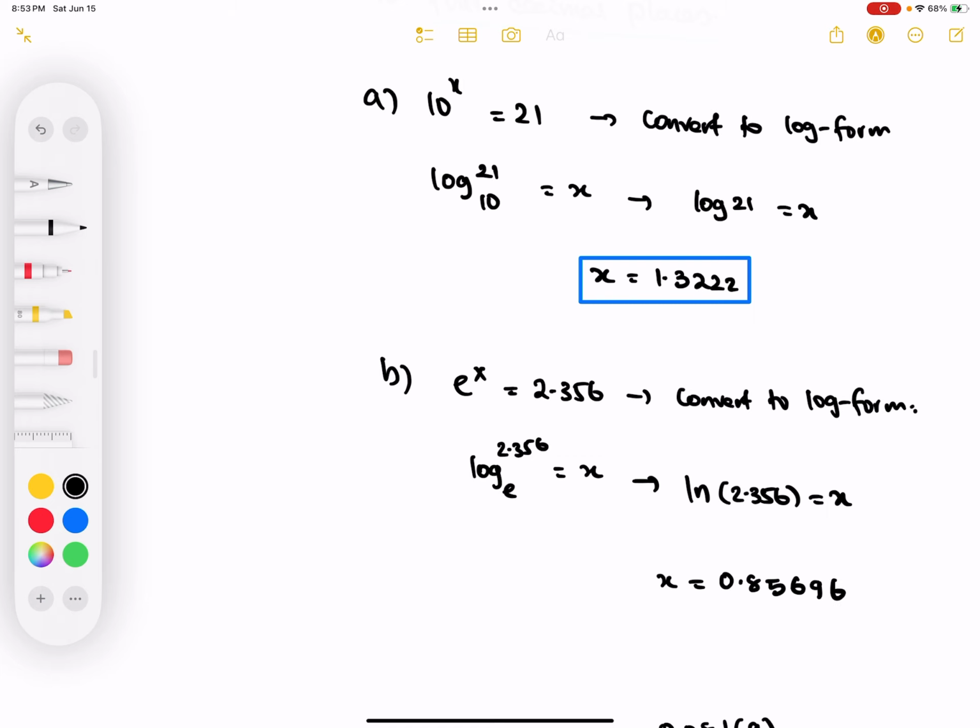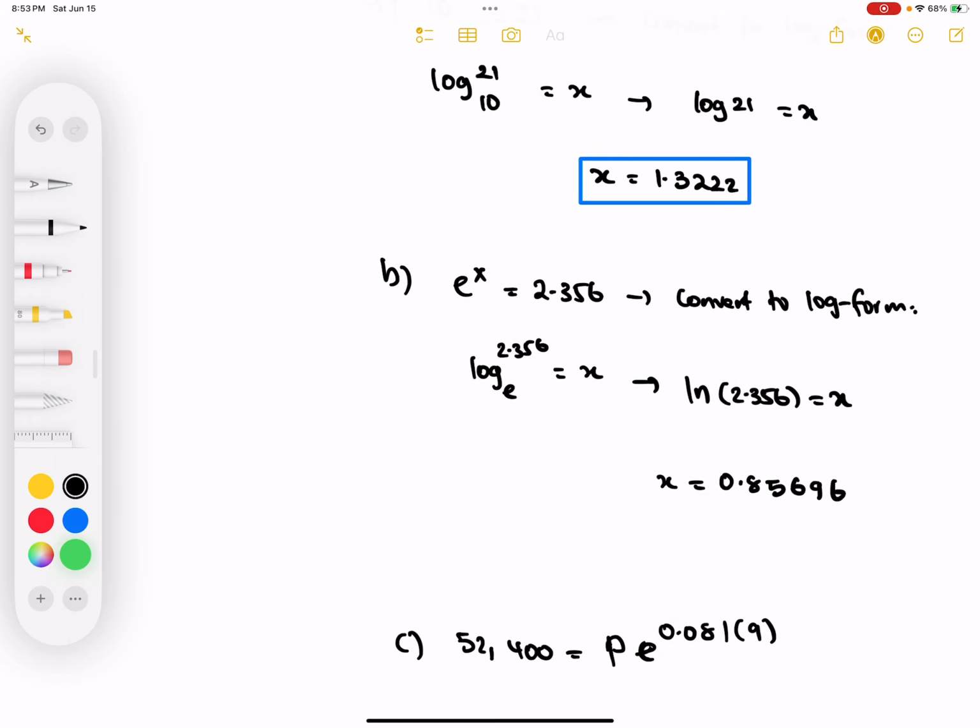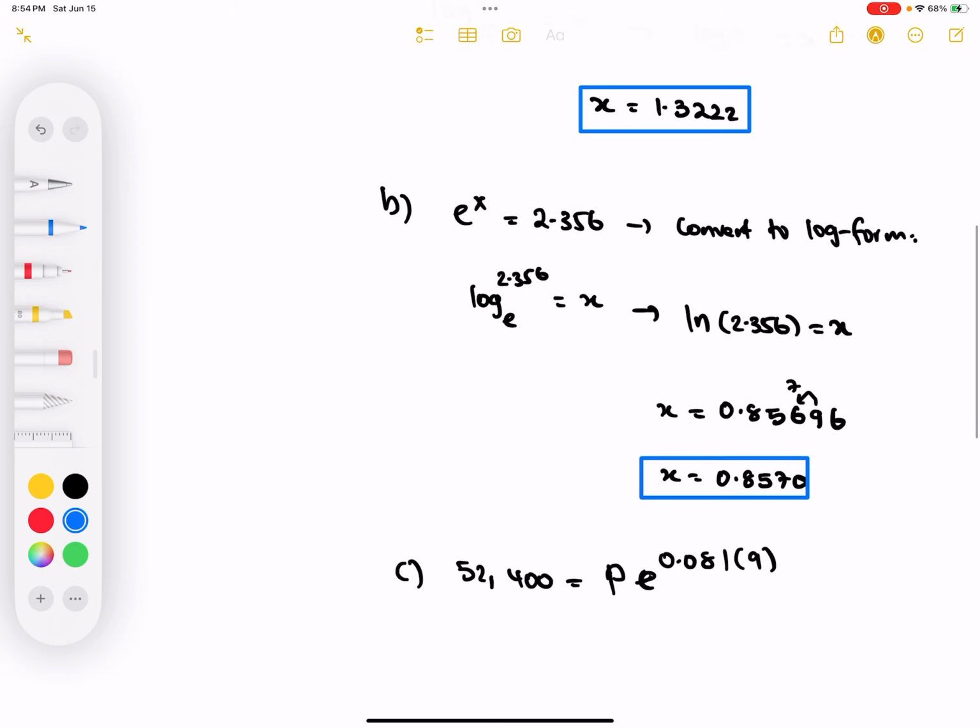You get x is equal to 0.85696. But when you round it, please be careful here. Look at this digit, it is 5, so it rounds up to 7 and the other is 0, so it can be written as 0.8570. Make sure that you round the answer properly to 4 decimal places.